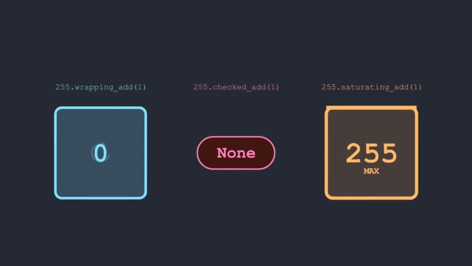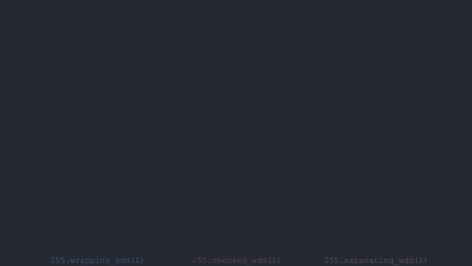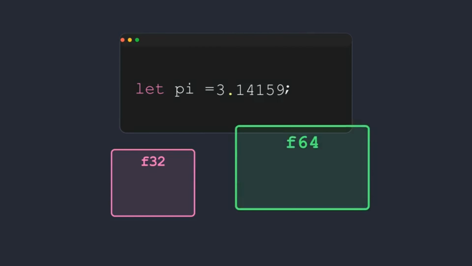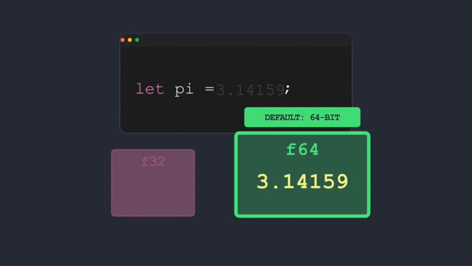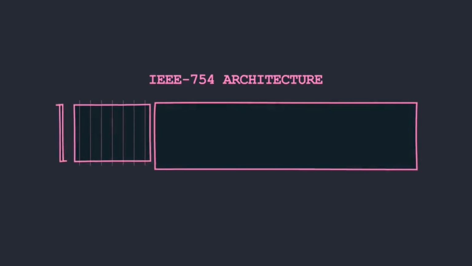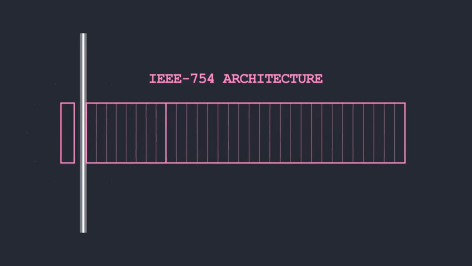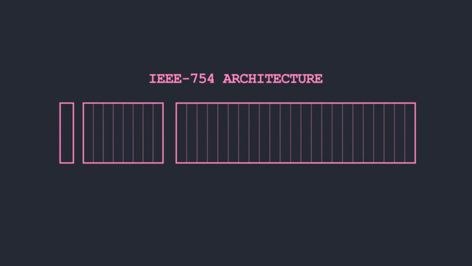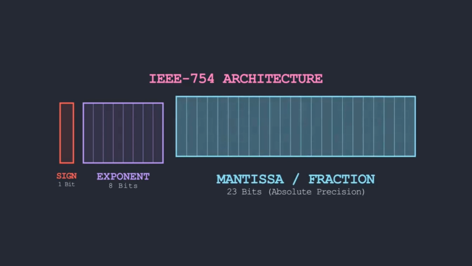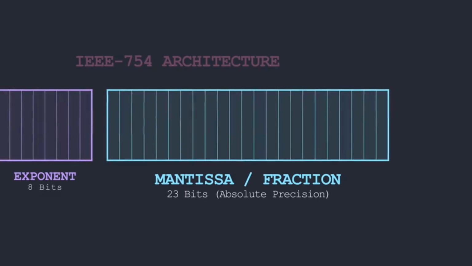When integers aren't enough for fractions, Rust gives you two floating point primitives, F32 and F64. By default, it locks into F64, delivering double precision at the exact same speed on modern silicon. Floats aren't magic. They are rigidly defined by the IEEE 754 hardware standard. Slice open a raw F32 and 32 bits fracture into 3 distinct components. One single bit dictates the sign, 8 bits drive the sliding exponent, and 23 bits form the mantissa, locking in your absolute precision.